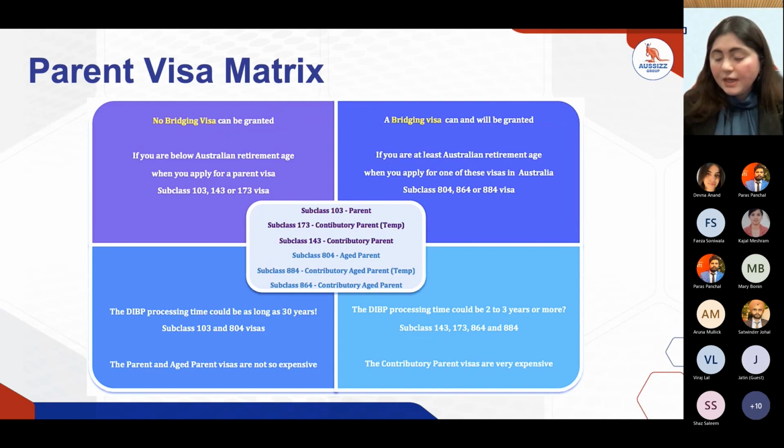The processing times vary. I'll be talking about the processing times in the next slide as well, how long the parent visa takes to be processed. It varies a lot depending on which visa subclass you have lodged, whether you have lodged a contributory or a non-contributory visa. It could be 2 to 3 years if it's a contributory one. If it's a non-contributory, it could take as long as 30 years. The processing times keep fluctuating.